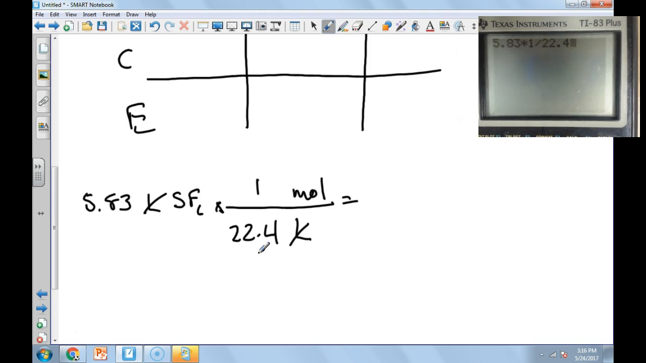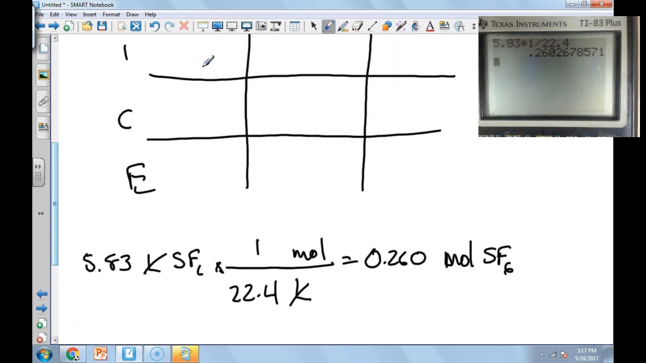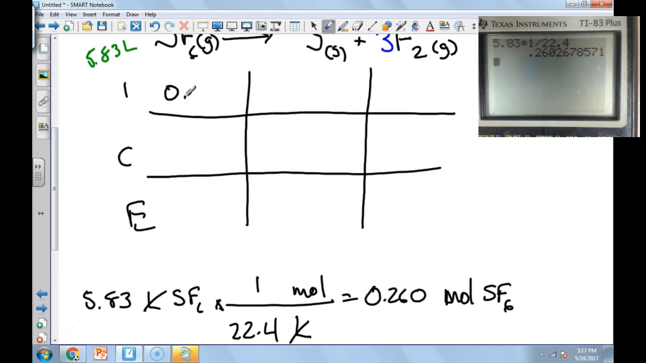Now, if you can skip over the multiply by 1 thing, that's fine. If not, okay, whatever. But either way, you're going to get the right answer, and the answer is 0.260 moles of SF6. Okay, so if we have that many moles of SF6, that's going to go right up here. 0.260. I don't have to put the unit there because it's assumed to be in moles.